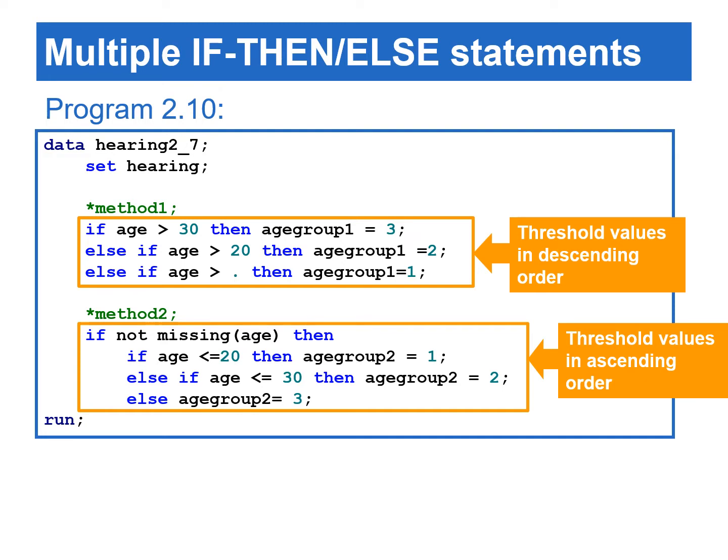When writing multiple if-then statements, it is efficient to compare the threshold value in either ascending or descending order. When comparing the threshold values in descending order, either the greater than or equal to operators should be used. On the other hand, when comparing the threshold values in ascending order, we should use either the less than or equal to operators. In the second method, age group 2 is created by comparing age with 20 and 30 in ascending order, with the less than or equal to comparison operator, after excluding the missing values.